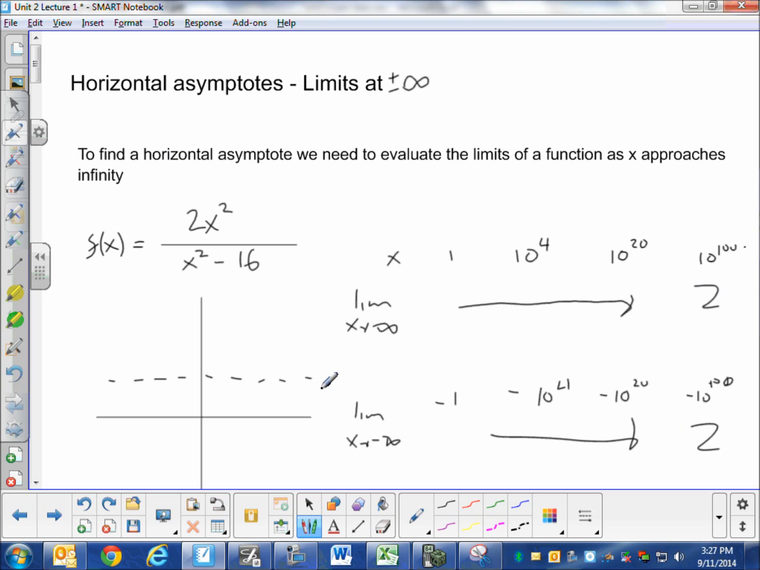we can combine my horizontal asymptote with the vertical asymptotes I just learned about. Where does this function have vertical asymptotes? 4, -4. Because I can't plug those values in and I can't simplify. Now, without doing any work, can anybody tell me what the limit as x approaches 4 from the right is of this?